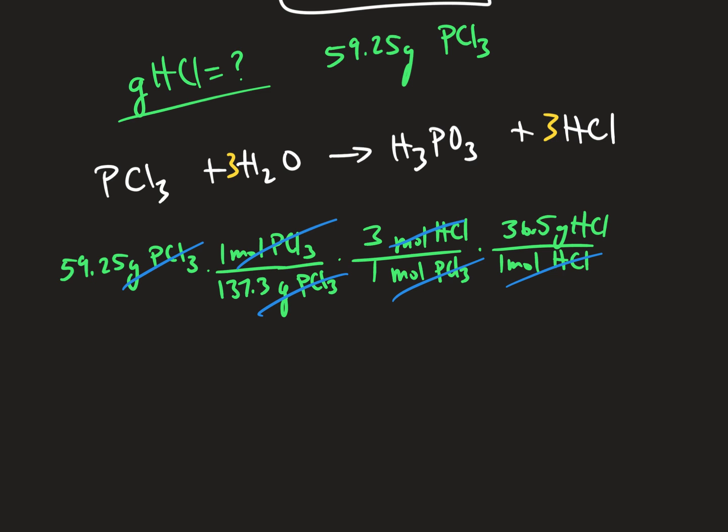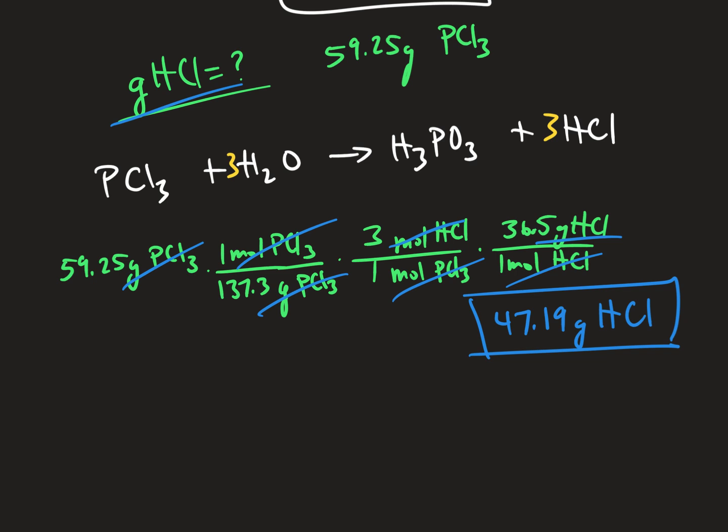Okay? So our last unit is grams of HCl. That's what we're looking for. That tells us we can stop. And we get 47.19 grams of HCl. What do we call this? Is this your yield percentage? This is not a percent, but it is our yield, right? This is what we yield or what we produce. We have a special name for this one. This is our theoretical yield.